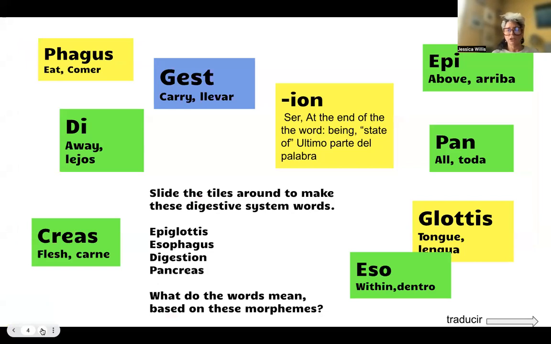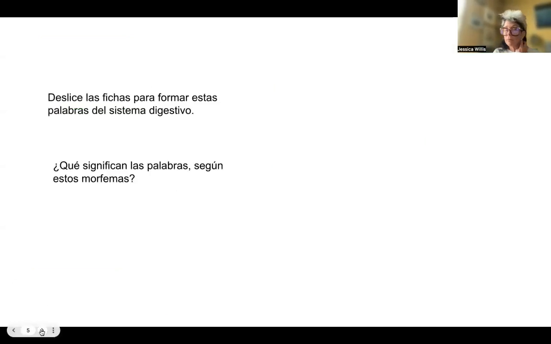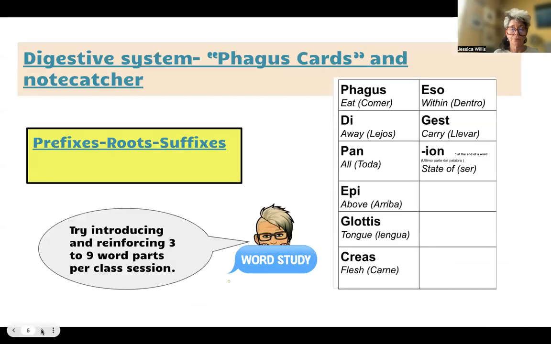So here are the word chunks that we gave to the kids. You'll see digestion is there, but there's a few more with their translations in Spanish too. And what I ask these kids to do in a Pear Deck activity is to slide these terms around to create new words such as epiglottis, esophagus, digestion, and pancreas. And based on the morphemes, what do these words mean? There's the translation.